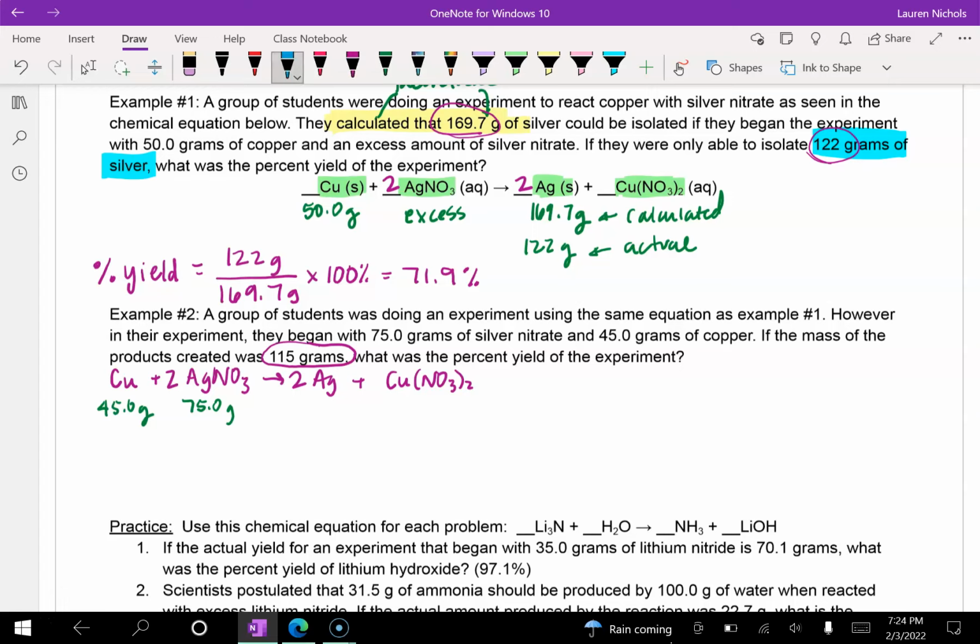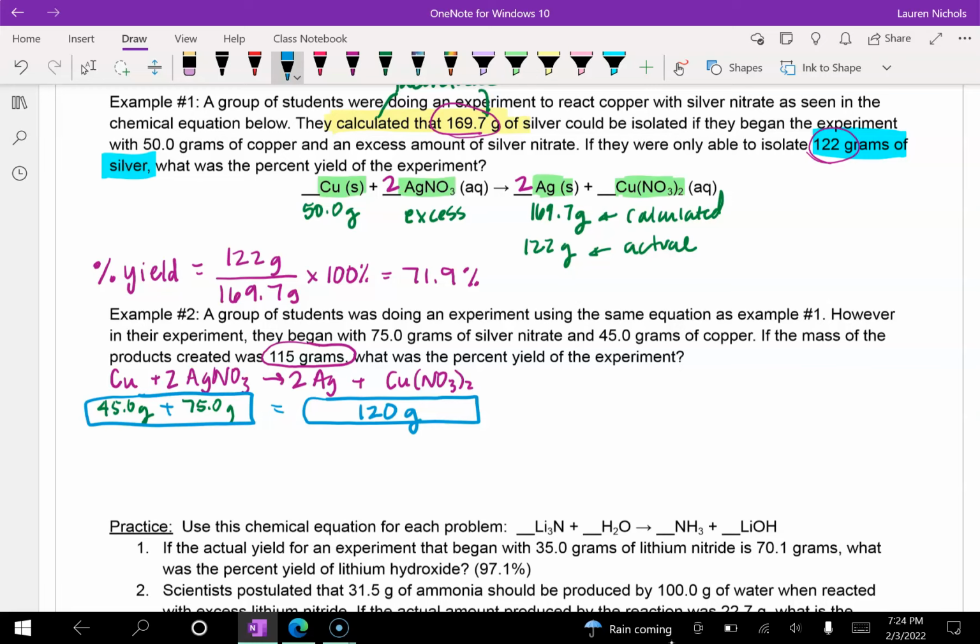However, we know the law of conservation of mass. If I start off with this much on our reactant side, it has to equal the combined amount of our products. So 45.0 plus 75.0 gives us 120 grams. So the total amount should have been 120.